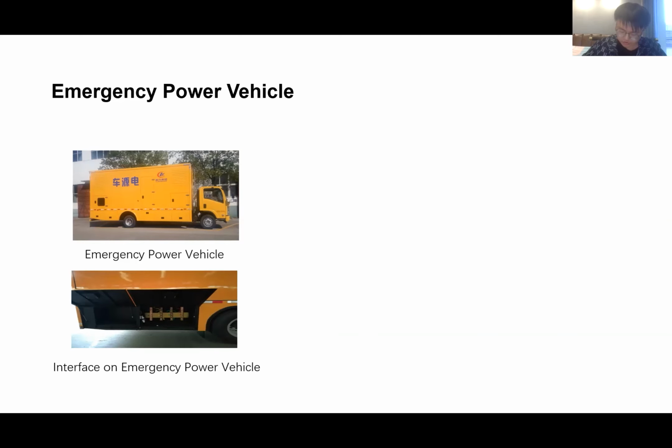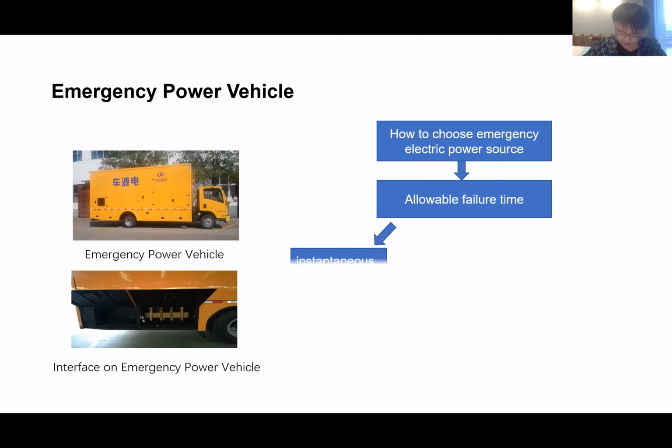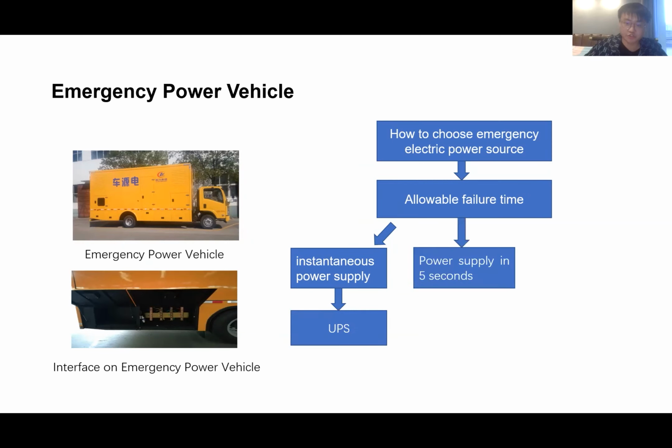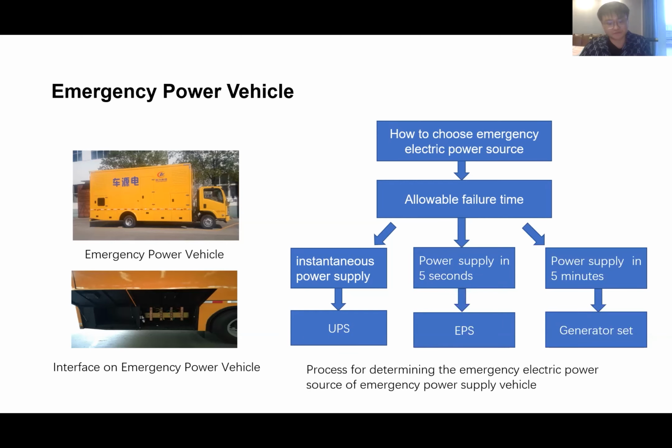So how to choose the suitable electrical power source? It mainly depends on the allowable failure time of the load. When the load needs instantaneous power supply, UPS should be chosen. When the load needs power supply within 5 seconds, EPS should be chosen. When the load needs power supply within 5 minutes, the generator set is the best choice.